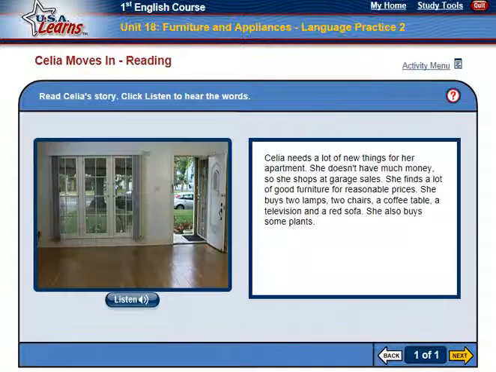Celia needs a lot of new things for her apartment. She doesn't have much money, so she shops at garage sales. She finds a lot of good furniture for reasonable prices. She buys two lamps, two chairs, a coffee table, a television, and a red sofa. She also buys some plants.